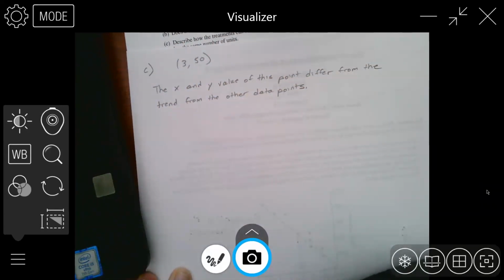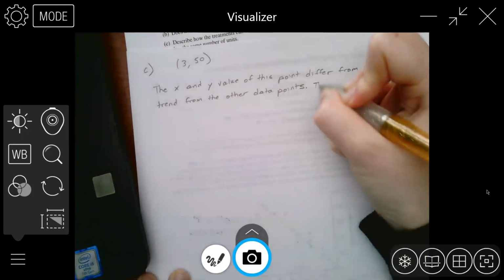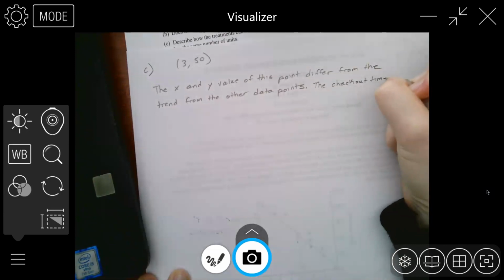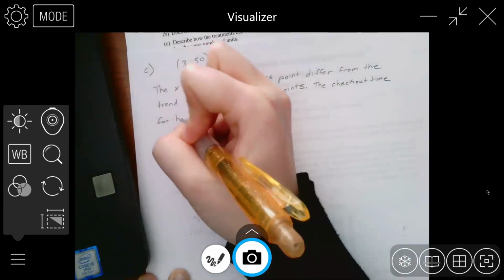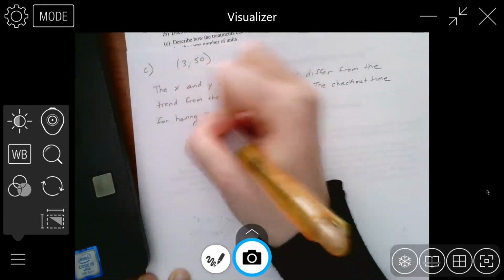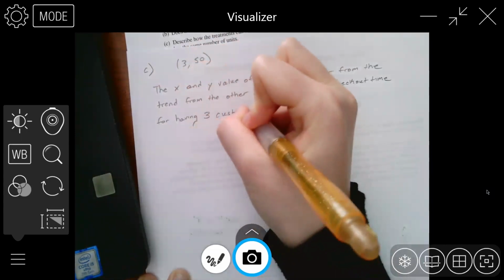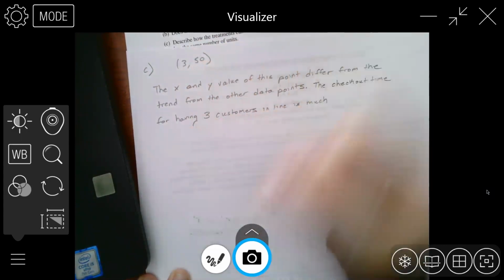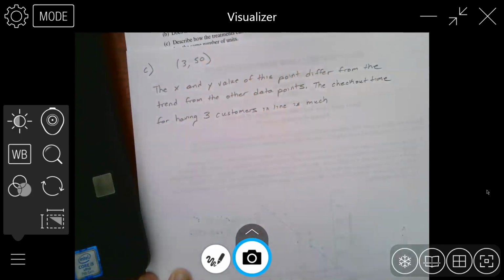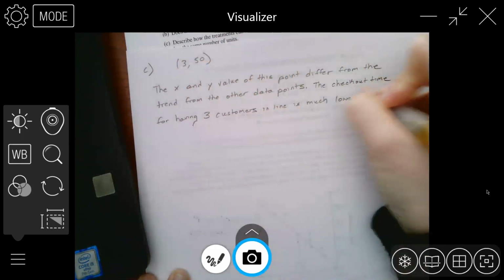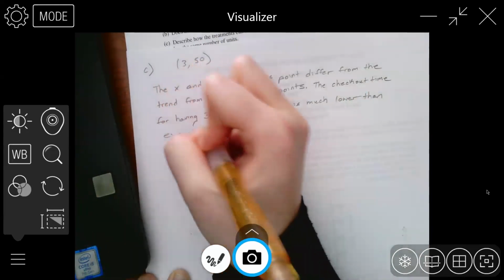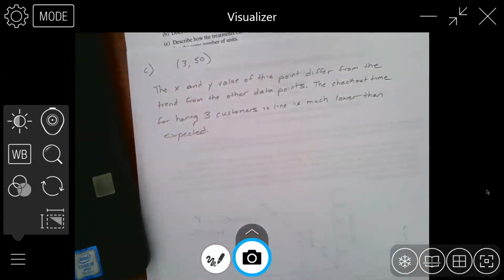And then you could even say something in context, which is always good because right now we don't have any context. You could say the checkout time for having 3 customers in line is much, well, it's either lower or higher, and here it's much lower. So it's much lower than expected. And that would be fine. You've got your context and you've answered the question.